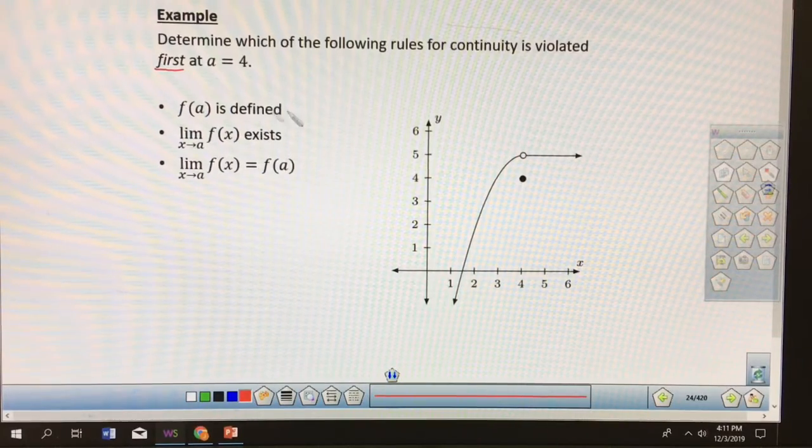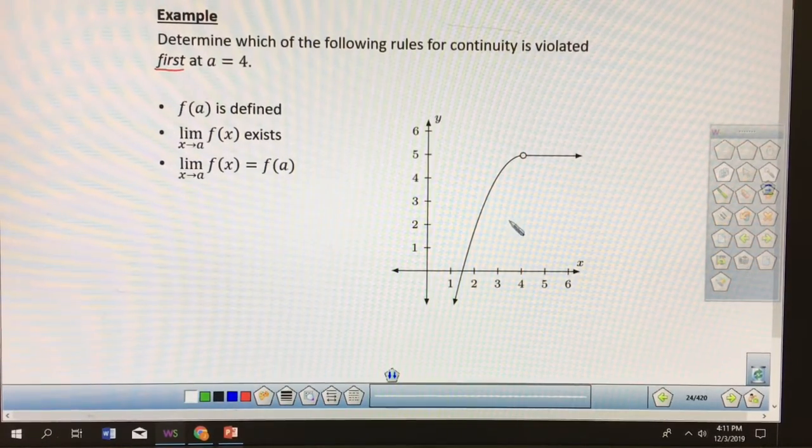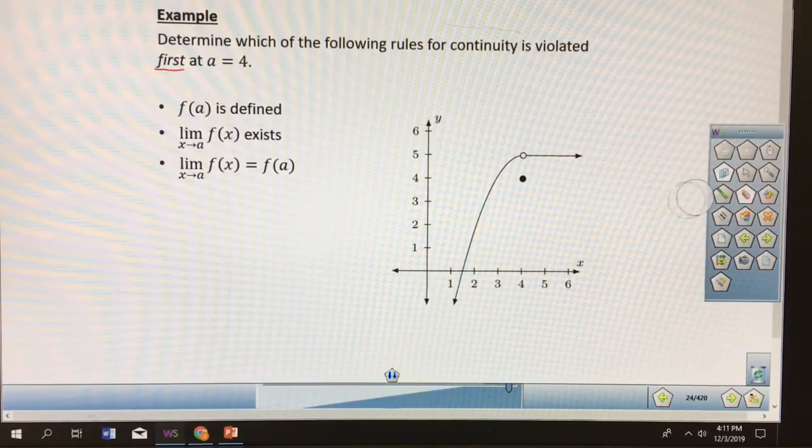So, when x equals 4, is there a y value for it? Yes. Now, if there was nothing there, then that would be not defined. See how there's no y value at x equals 4, because I erased it? That would not be defined. But because there is a y value there, it's defined. So that one checks out.